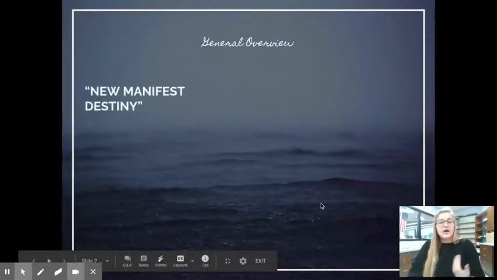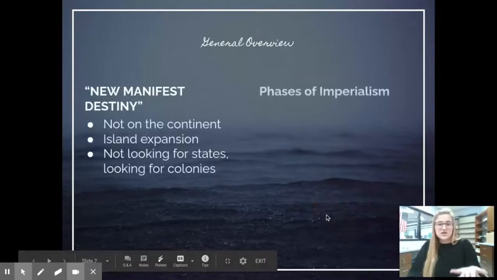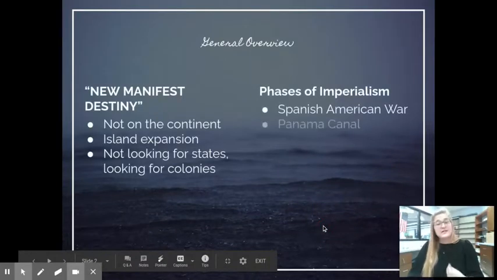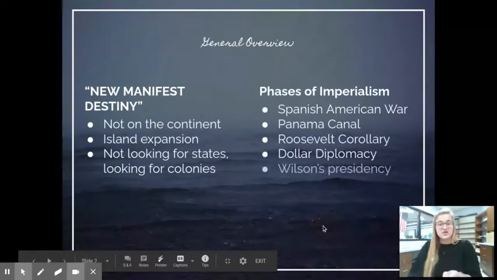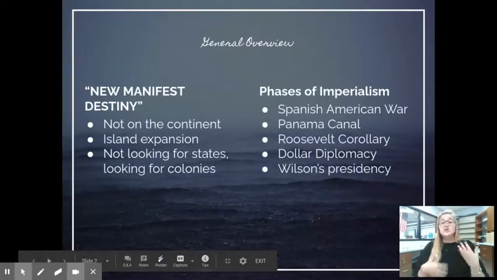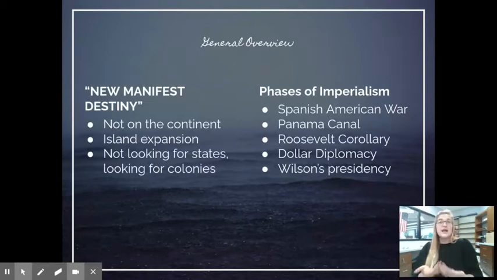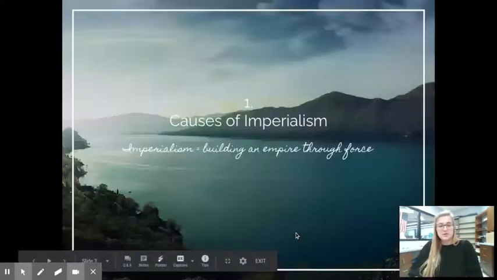So, the idea of new Manifest Destiny is what I just explained, and there are a few phases of imperialism. It kicks off with the Spanish American War. It's a war where America gains a lot of territory, and then it gives the American government a taste of what it's like to have these colonies that you can exploit for labor and for resources. We'll get involved in Latin America thanks to the Panama Canal. President Teddy Roosevelt will be involved in this, as well as President Taft and President Wilson. So there's a few phases that we're going to go through in this lecture.